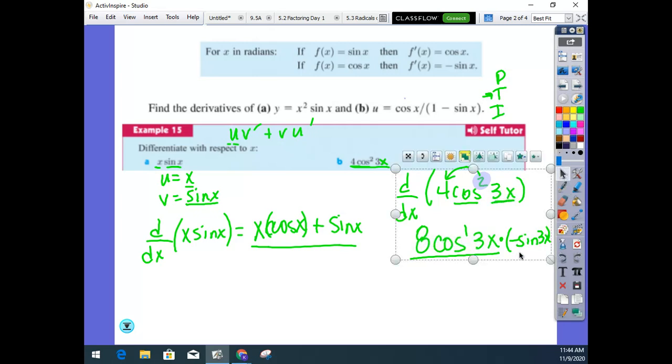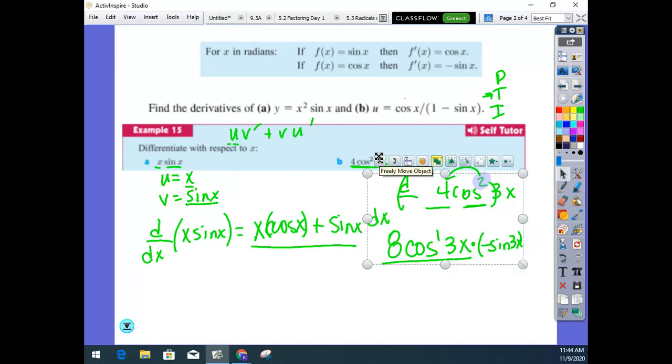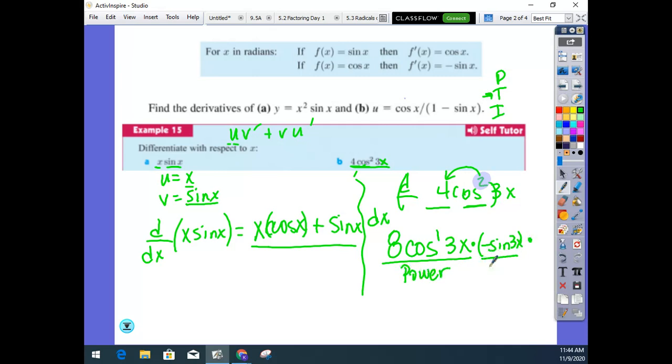Here, let me see if I can move this over a little. Times power, trig, and the inside. What's the derivative of 3x? It's 3. Now, what I would do to simplify this is a constant times this negative times this 8 is negative 24 cosine of 3x sine of 3x. Final answer.